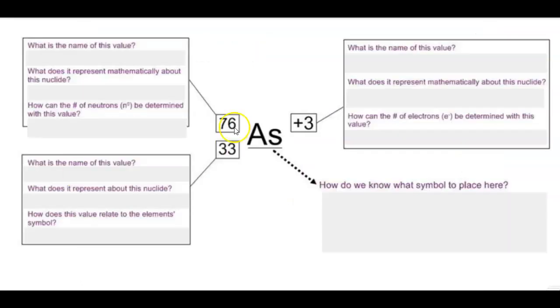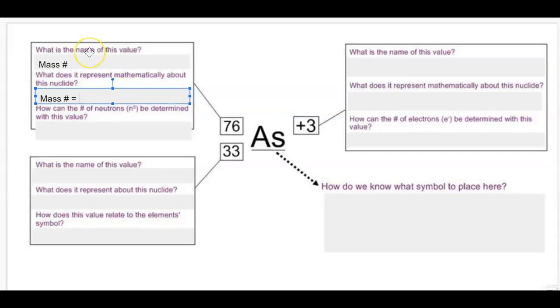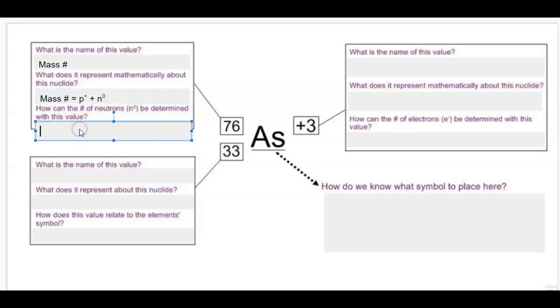So let's get started. What is the name of this value? It is the mass number. What does it represent? The mass number is the protons plus the neutrons. And it's okay if you can't do the little symbols like me. You can just type out protons plus neutrons. How can the number of neutrons be determined with this value? You're going to take the mass number 76 minus this number here, 33, which is going to equal 43. So there are 43 neutrons.